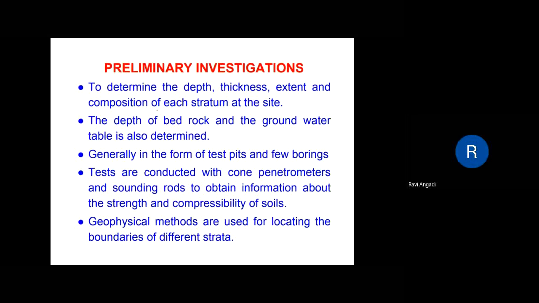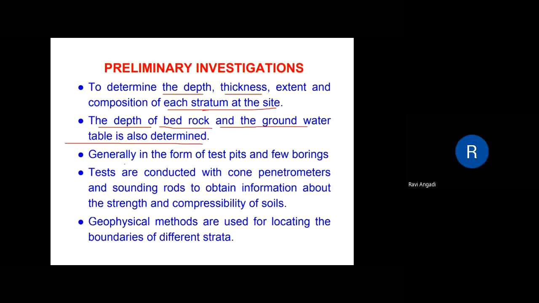Preliminary investigations or preliminary explorations are generally in the form of a few borings or test pits. The information you should get in preliminary investigations: these are the objectives of the preliminary investigation, to determine the depth, thickness, extent and composition of each stratum at the site. The second objective is that the depth of bedrock and the groundwater table are determined.